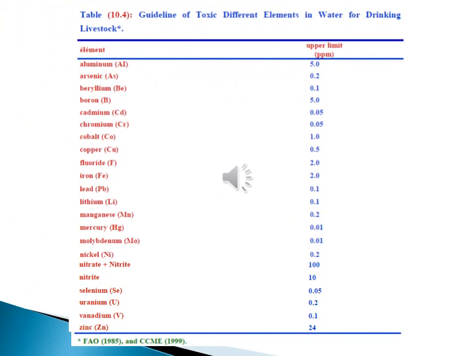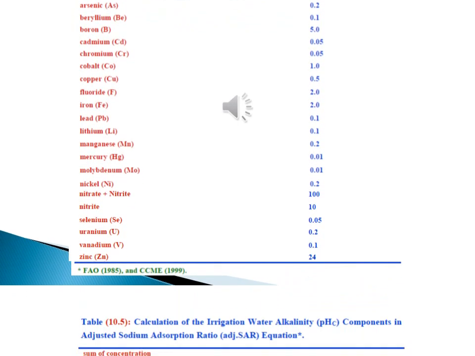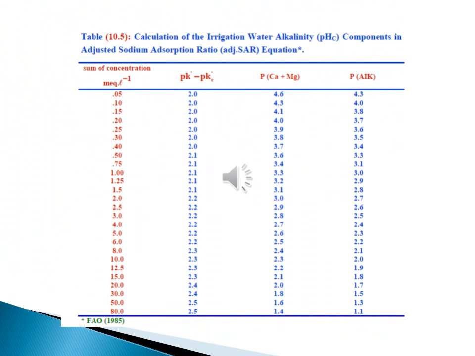Table showing the guidelines of toxic different elements in water for drinking livestock. Table showing the calculation of the irrigation water alkalinity components in the adjusted sodium absorption ratio equation.